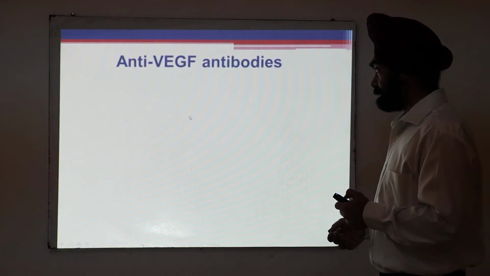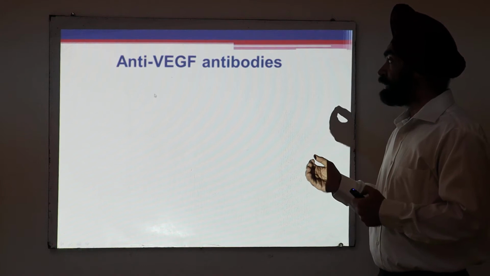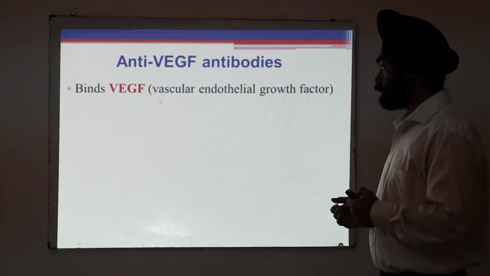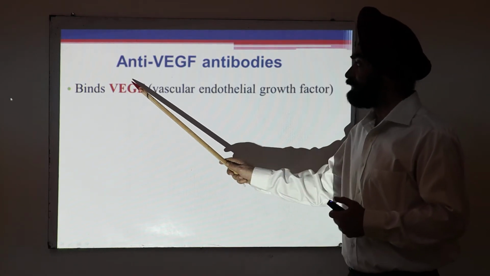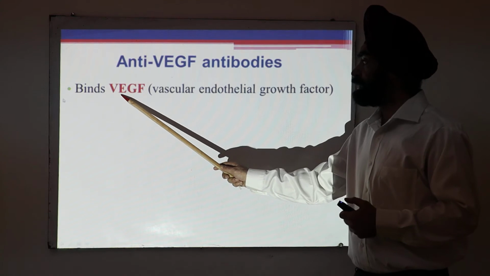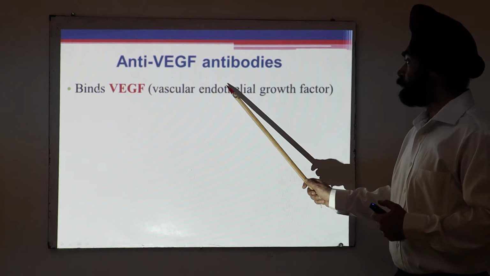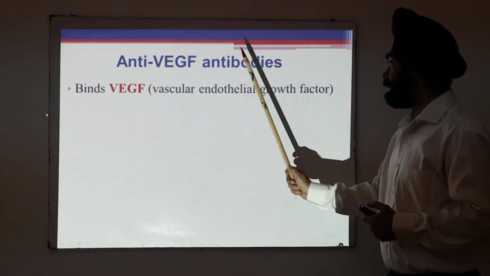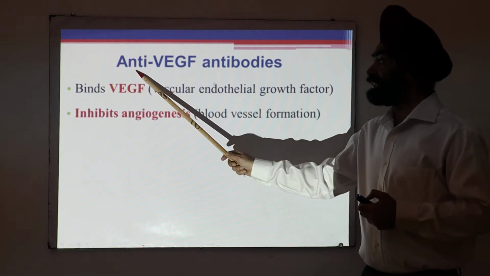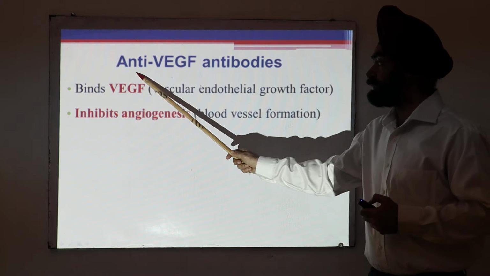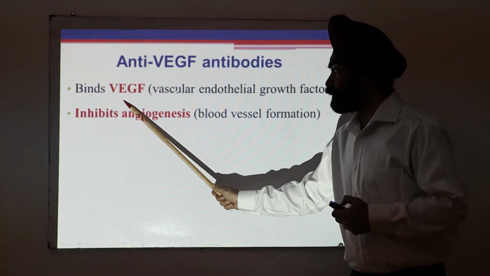So let's start. First of all, I will discuss the anti-VEGF antibodies. So what is the meaning of this word? Actually, there is one protein which is called VEGF. The full form is V for vascular, E for endothelial, G for growth, F for factor, VEGF. What is the function of this factor? This factor is involved in the genesis of new blood vessels, formation of new blood vessels. That process is called angiogenesis.